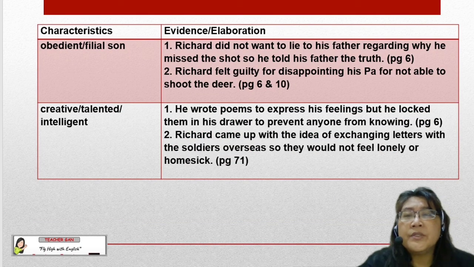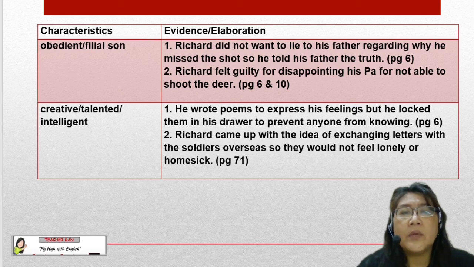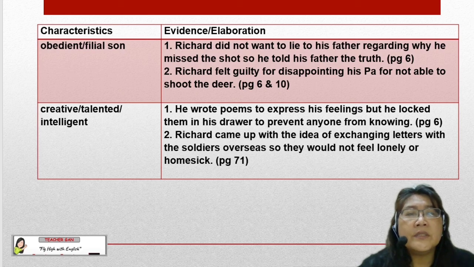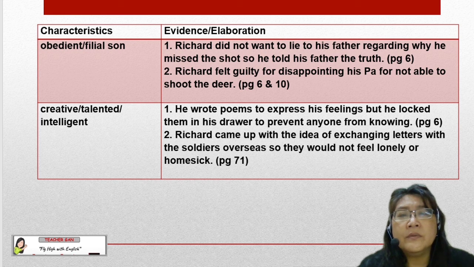Next, Richard is also obedient or a filial son. Evidence: 1. Richard did not want to lie to his father regarding why he missed a shot, so he told his father the truth. 2. Richard felt guilty for disappointing his pa for not being able to shoot the deer.